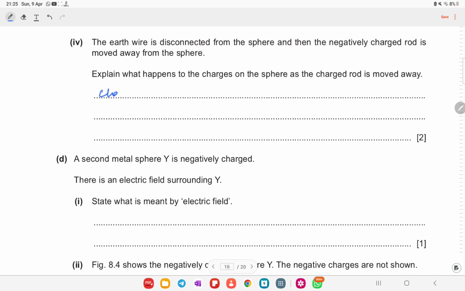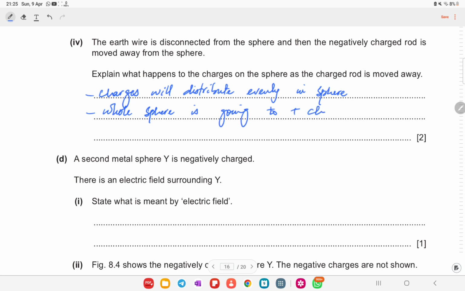So what will happen? The charges will distribute evenly in the sphere. The whole sphere is going to be positively charged. This is what is going to happen.